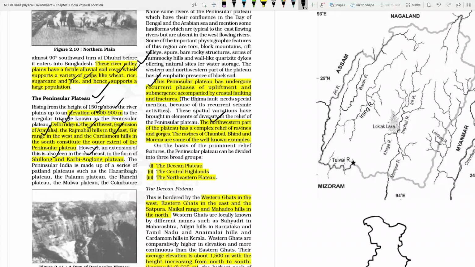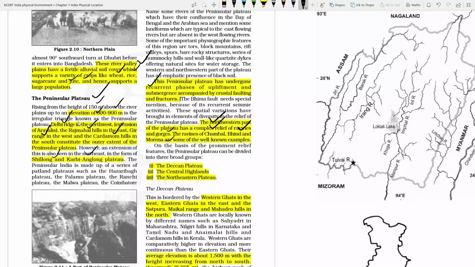The northwestern part of the plateau has a complex relief. Ravines and gorges are there. The Chambal river, particularly the tributaries of the Yamuna river, has huge ravines. Even the Bhind and Morena area of MP is known for those kinds of ravines.